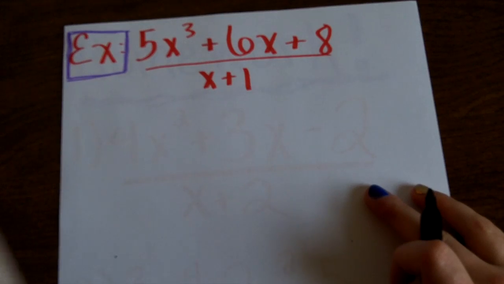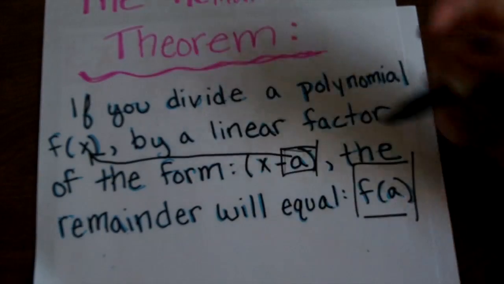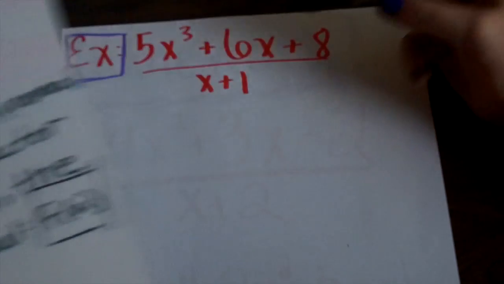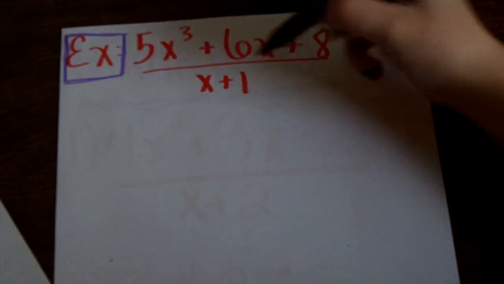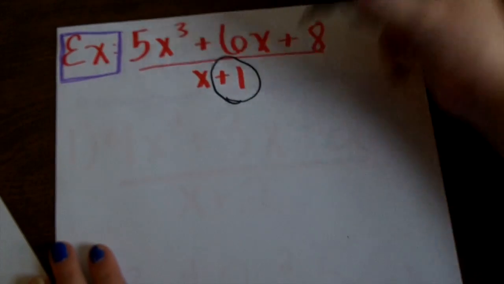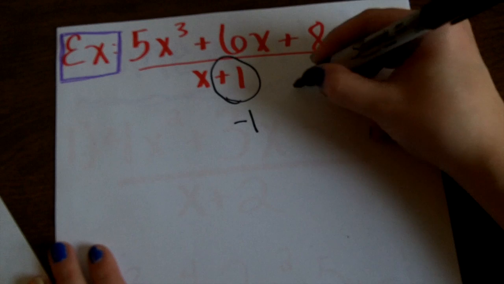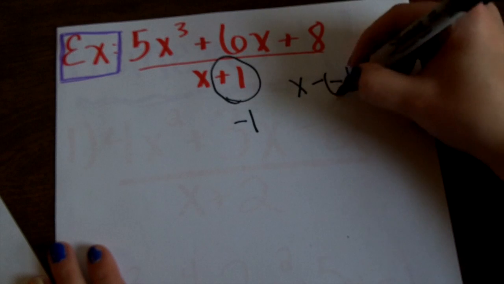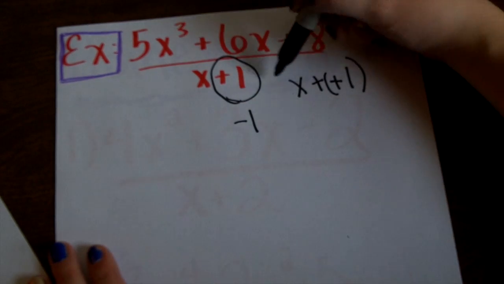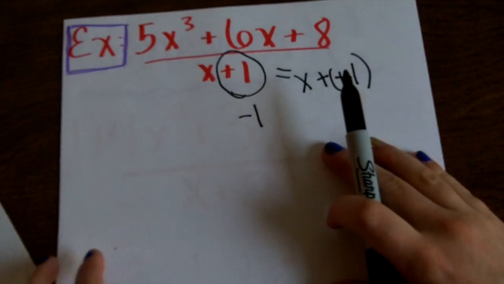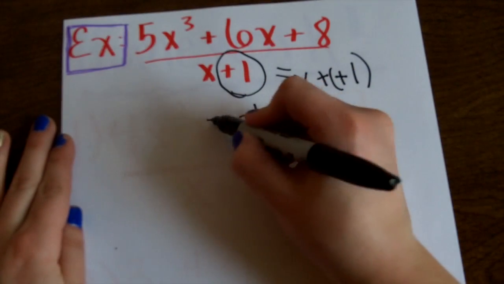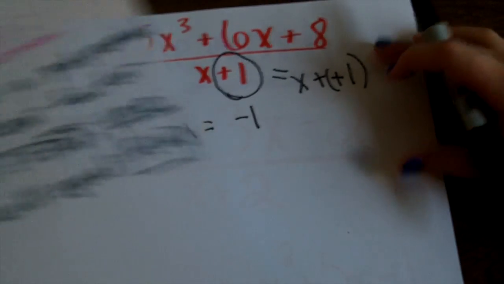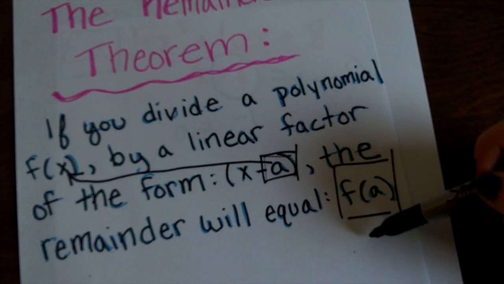So if we look back at our definition, we see that x minus a is what needs to be divided by, and here we have x plus 1, so this is going to change our plus 1 into a negative 1, because that will give us x minus a, which would be negative 1, and that gives us the plus, so it equals. So negative 1 is our a. And our theorem stated that our remainder will equal f of a.